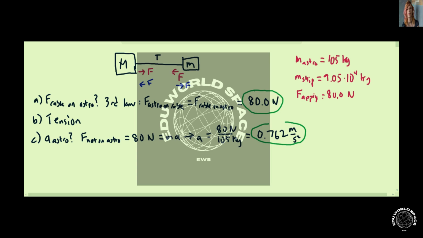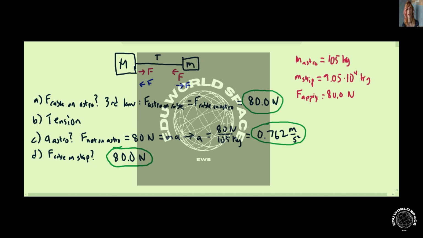Part D asks us what is the force of the cable on our ship. And again, because we have a massless cable, we're transmitting the same force everywhere. So it will be 80 newtons. If we accounted for the mass of the cable, then the tension and the force transmitted to the ship would vary, but we're not adding that complication in just yet.